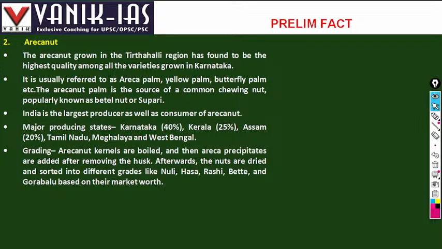Grading: the areca nut kernels are boiled and then areca precipitates are added after removing the husk. Afterward, the nuts are dried and sorted into different grades like Nuli, Asa, Rasi, Beti, and Gorabulu based on their market worth.